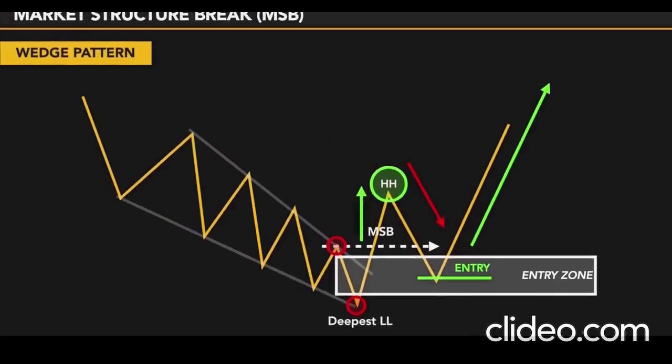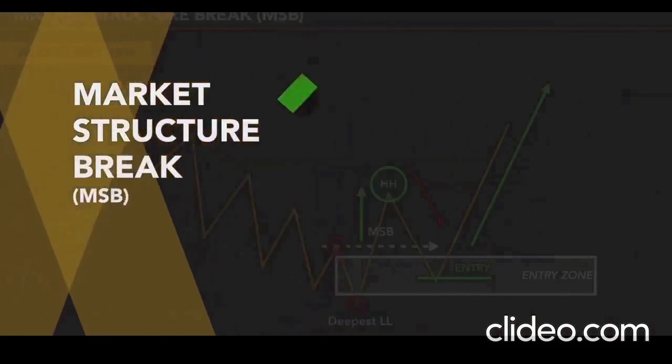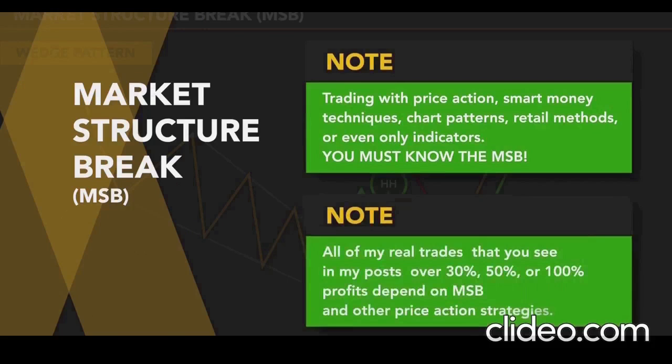So, what I want to say is this. It does not matter if you are a retail trader, price action trader, smart money trader, or even if you trade only indicators. Market structure breaks are the core of all trades. Every single trader should recognize market structure breaks from 1,000 miles. Otherwise, it's impossible to make consistent profits.